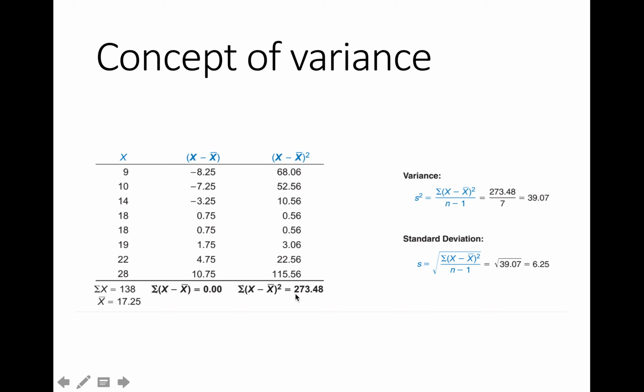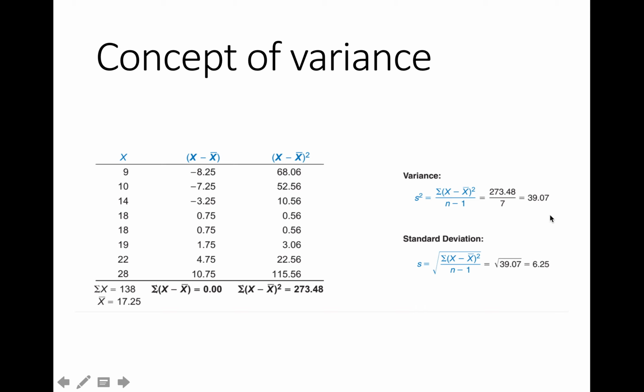And your sum of squares will be 273.48. Now what you do? You divide your sum of squares by your sample size, which will be n minus 1 because it's a sample. So you use the degrees of freedom, and degrees of freedom for this will be n minus 1. So it will be 273.48 divided by 7, so your variance will be 39.07.